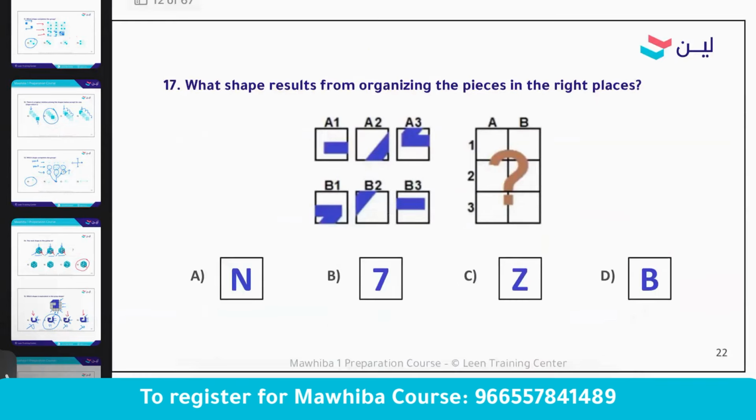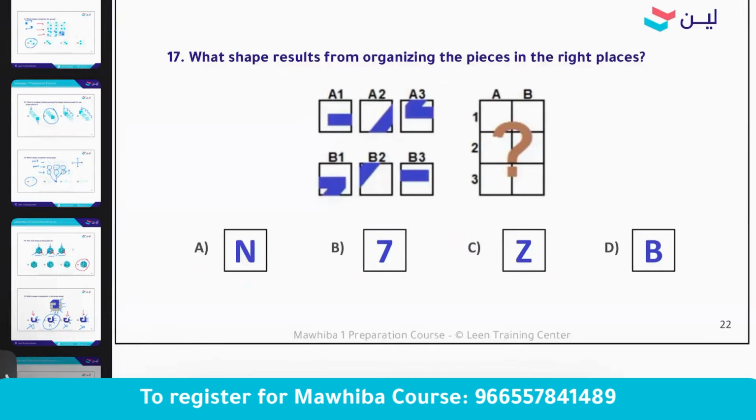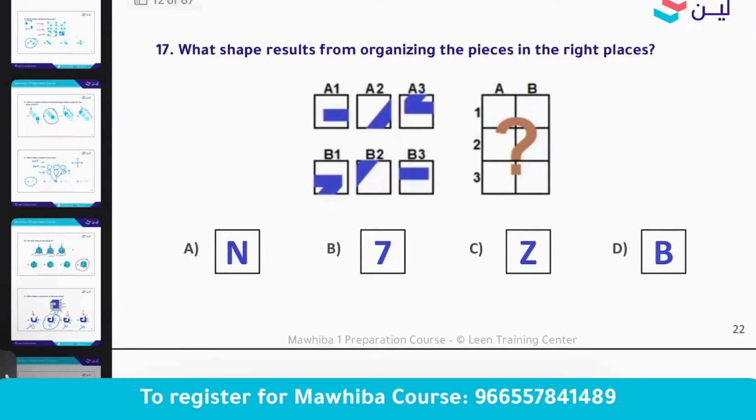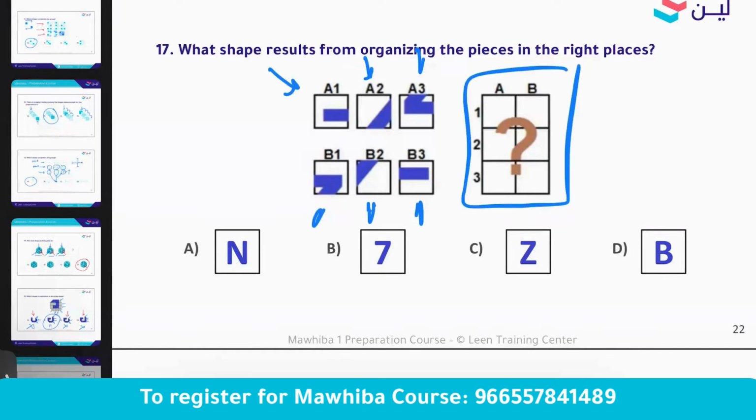We're going to move on right now to question number 17. What shape results from organizing the pieces in the right place? How many of you are good in drawing? Because in such questions, boys and girls, we are going to draw. So here is your grid. I know there's a big question mark over here, but we are going to try to draw the pieces of the puzzles where they belong on this grid and see what shape we're going to get.